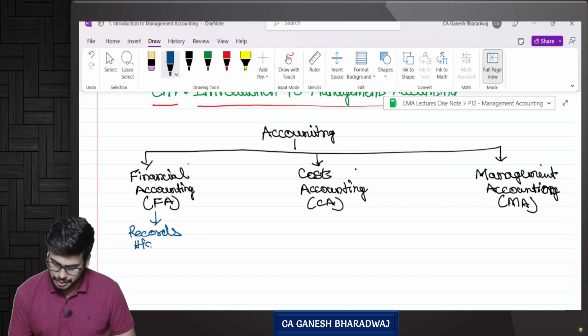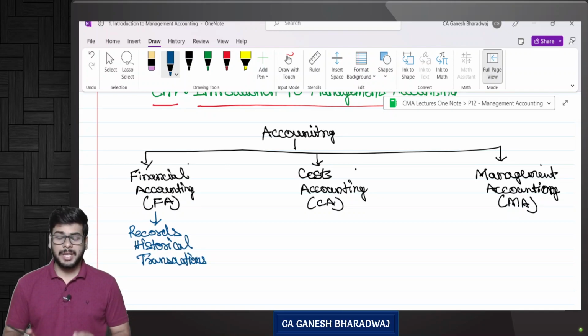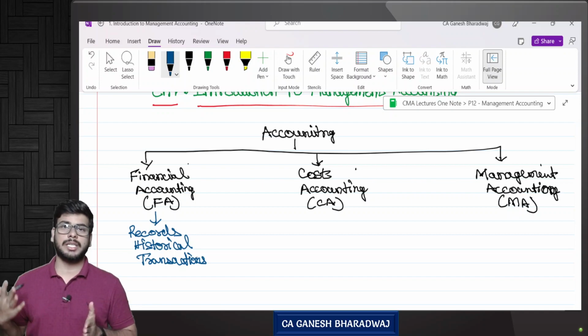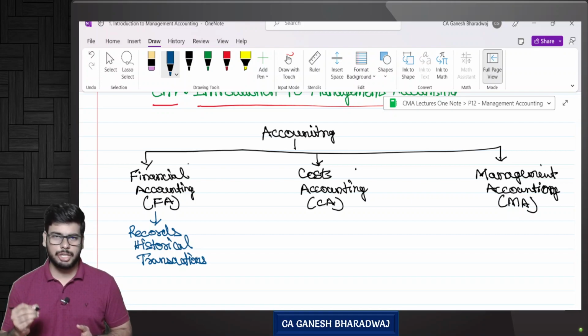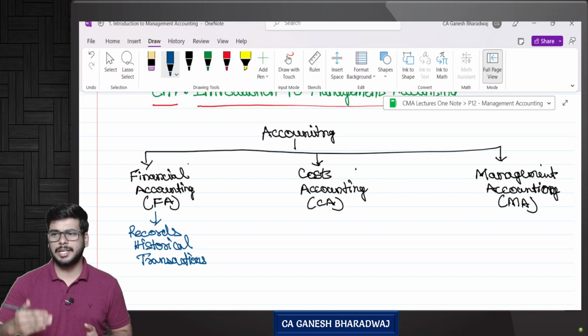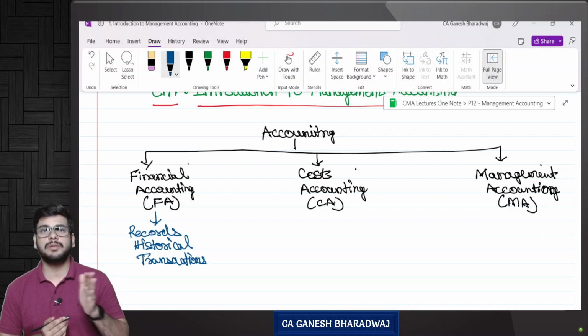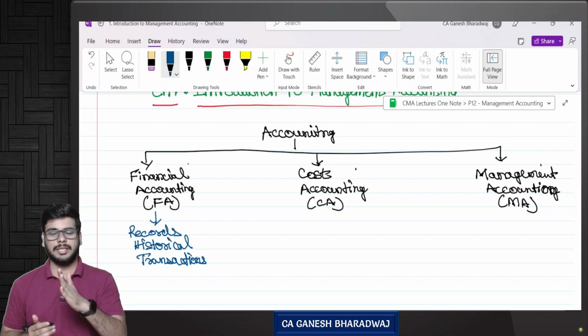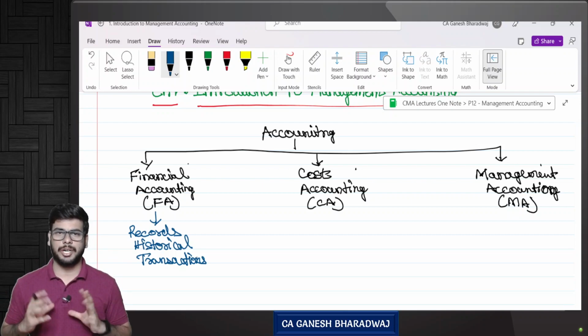Fine. Now, first of all, financial accounting records historical transactions. Sir, what do you mean by that? Only after a transaction takes place, you first journalize it. You pass a journal entry, then it moves into your ledger, then into your trial balance, and then it enters into your financials, that is P&L or balance sheet. That is, it's a post-mortem exercise. After a transaction takes place, you account for it.